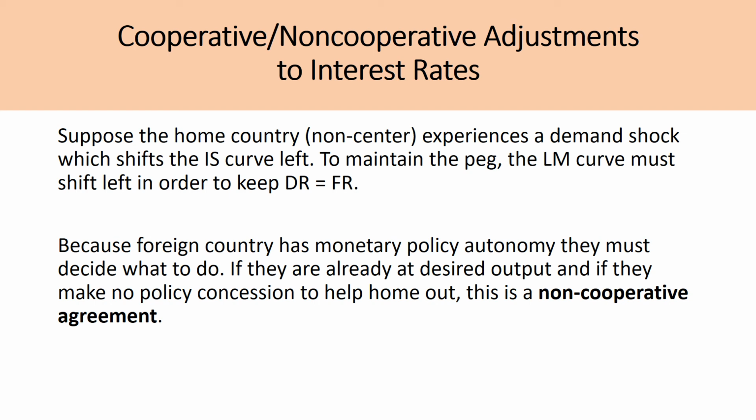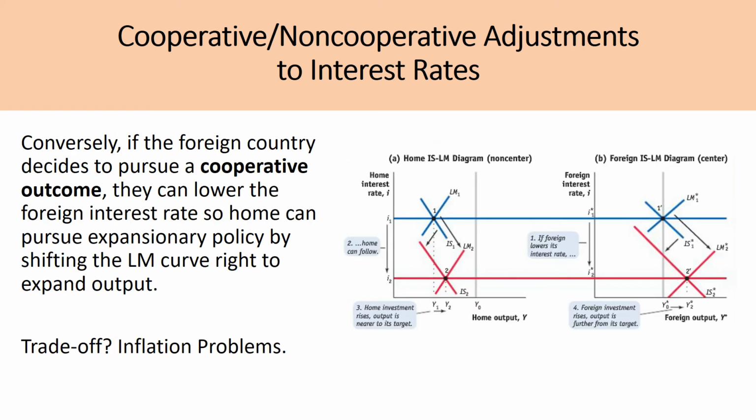So we're going to do what we need to do, and we're going to ignore you guys, right? So it's a non-cooperative agreement. Conversely, if the foreign country decides to pursue a cooperative outcome, they can lower the foreign interest rate. So the home country can pursue expansionary policy by shifting the LM curve right to expand output.